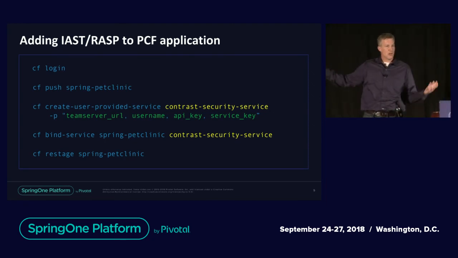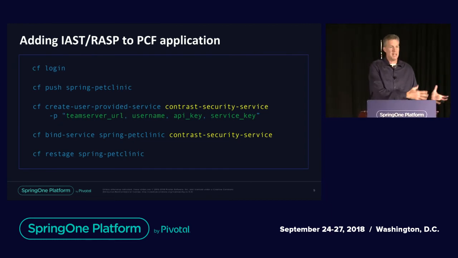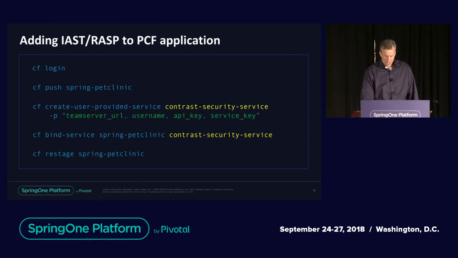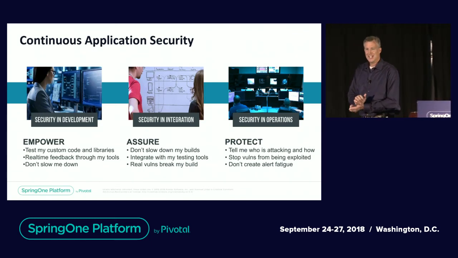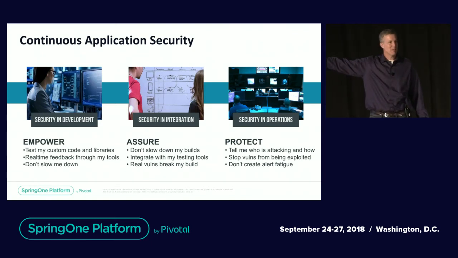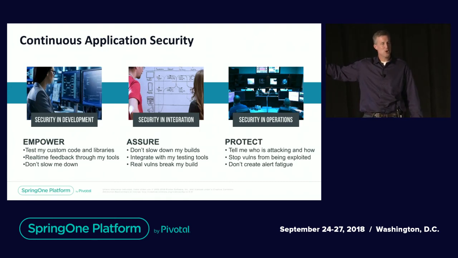And then from then on, your app will run with the IAST and RASP agent engaged. And so the question is, did I achieve my goals? Did I show you how we can empower developers to write secure code themselves without security experts? Did I help you make sure that in CI/CD we're pushing code with assurance into production? And then did we protect the application in production?